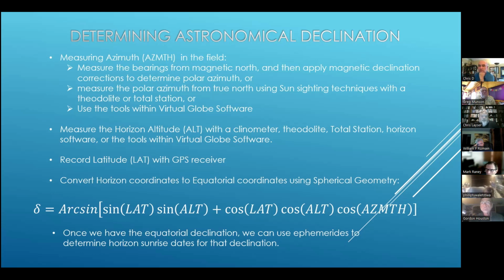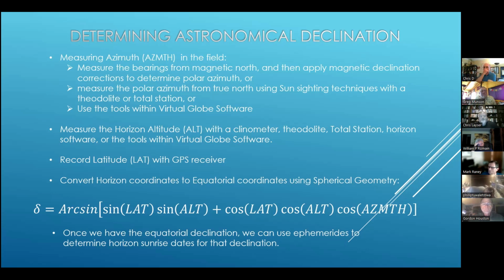The other point of data that we're going to need is the measure of the horizon altitude, which we can pick up with either a clinometer or theodolite total station, or again with the tools that we're going to look at tonight in the virtual globe software. We need our latitude, and we can pull that from a GPS receiver or obviously again from Google Earth. And then once we have these three pieces of data, we plug them into this equation to get our declination, which will be the arcsine of the sine of our latitude times the sine of our altitude, plus the cosine of our latitude times the cosine of our altitude times the cosine of our azimuth.